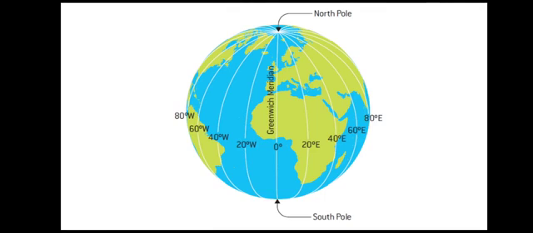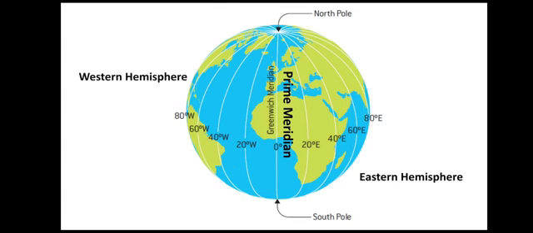They have equal length. The meridian passing through Greenwich near London in the UK is marked as 0 degree. This is called the prime meridian. From it, we count 180 degrees eastward as well as 180 degrees westwards. The prime meridian divides the earth into two equal halves, the eastern hemisphere and the western hemisphere. It is, however, interesting to note that the 180 degree east and 180 degree west meridians are on the same line.